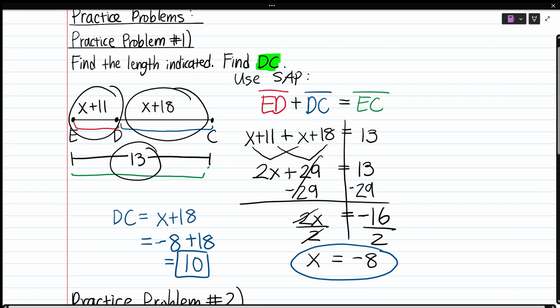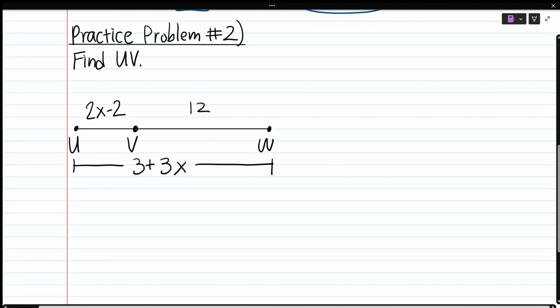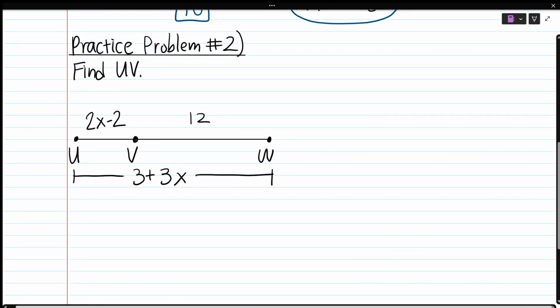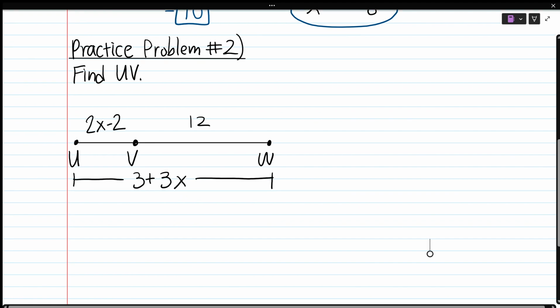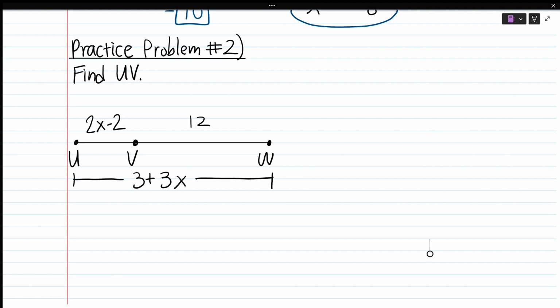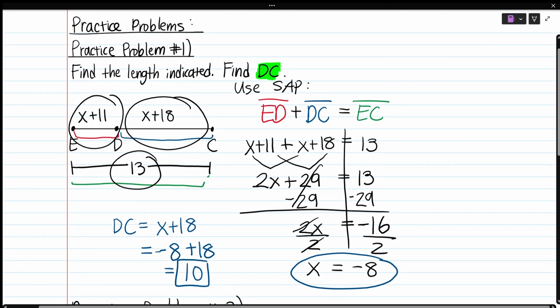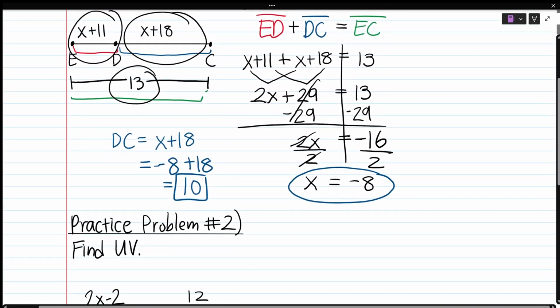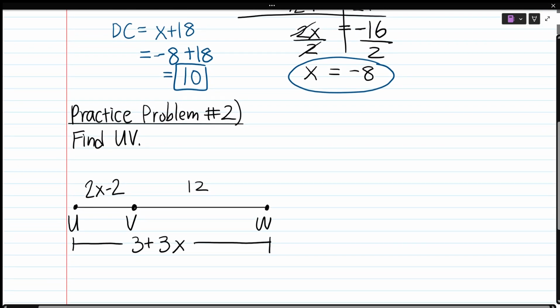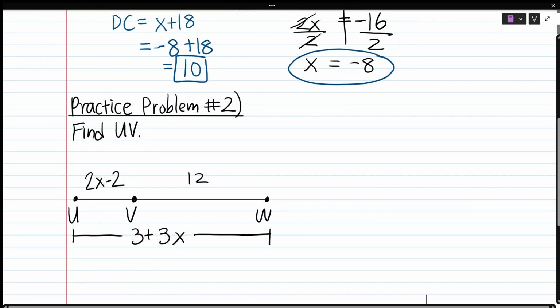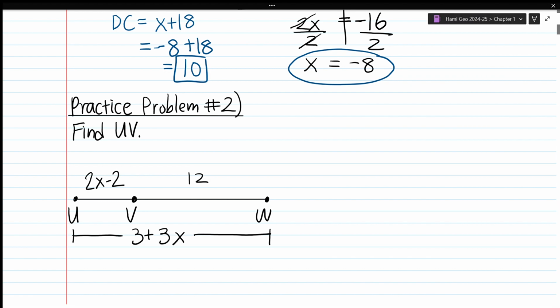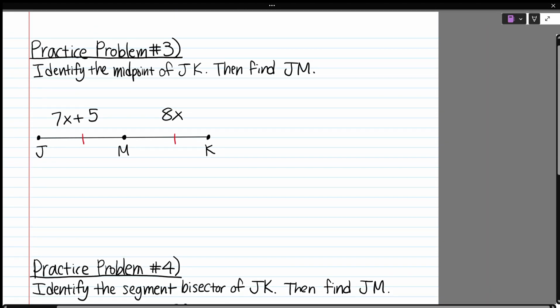So based on this, I want you to try number 2 on your own. The answer for this is all posted on Schoology. So try it out on your own, based on my explanation here. And then if you don't understand it, then look at the notes on Schoology, okay? So I'm going to move on to this next one. Let's do this one right here.